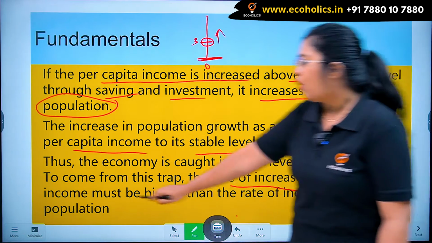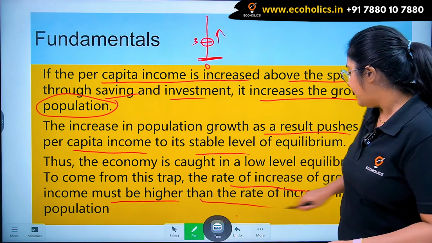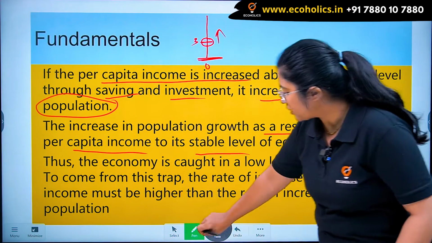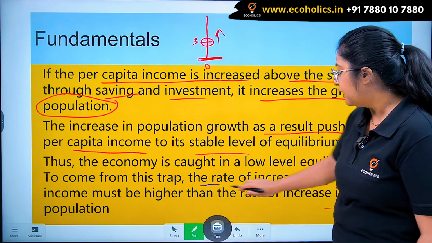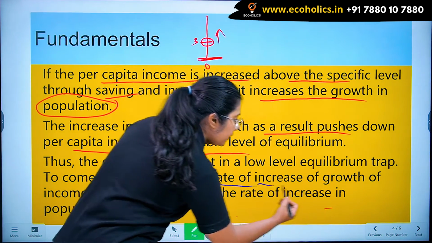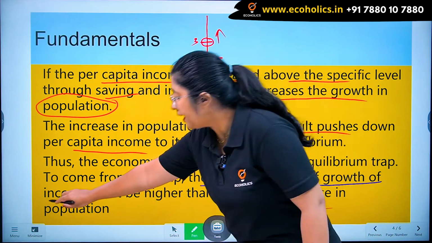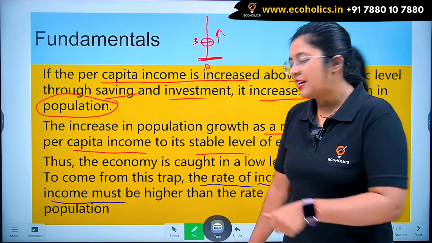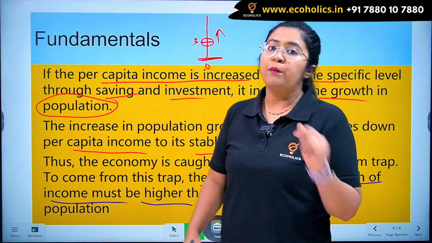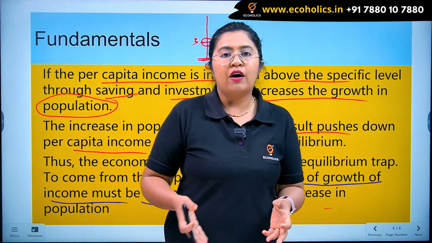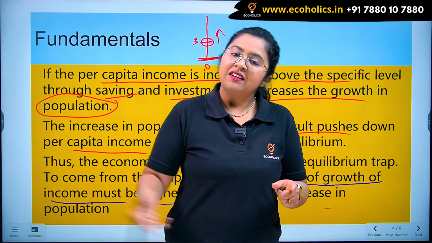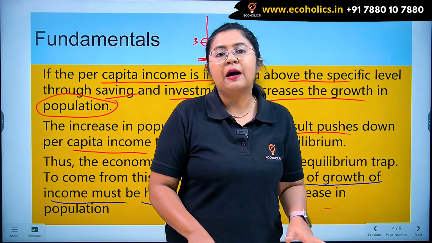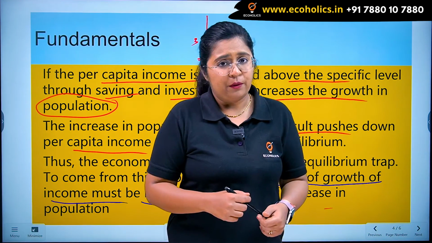The rate of increase of growth of income must be higher than the rate of increase in the population. So here we have the essence of what we want to understand. You can just highlight this again: the rate of increase of the income, the national income or per capita income, you can take any income, has to be much higher than the rate of increase in the population. Only then will the economy not be found in this low level equilibrium trap, or else again and again the economy will increase its production, the population will increase, and the per capita income will be pushed down because of this biological phenomenon.